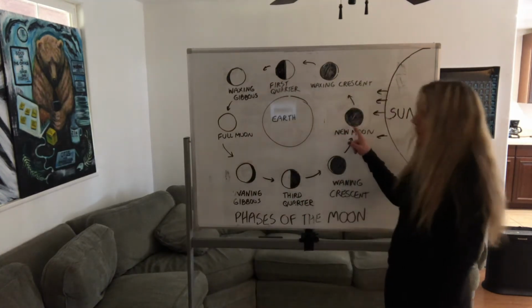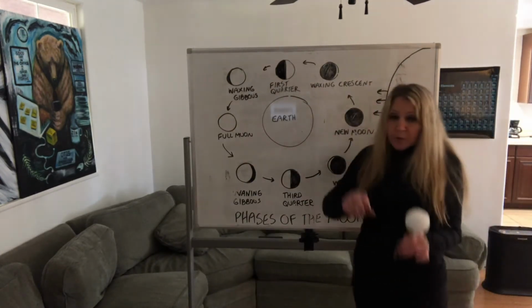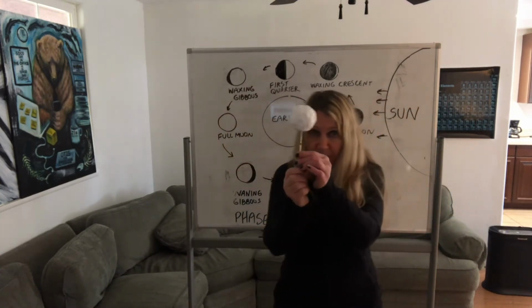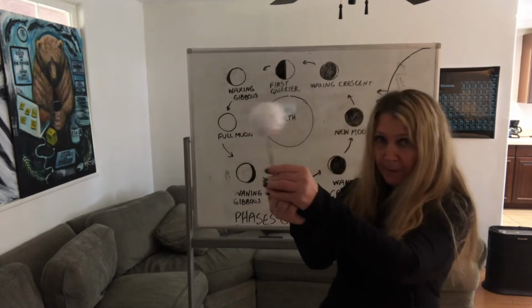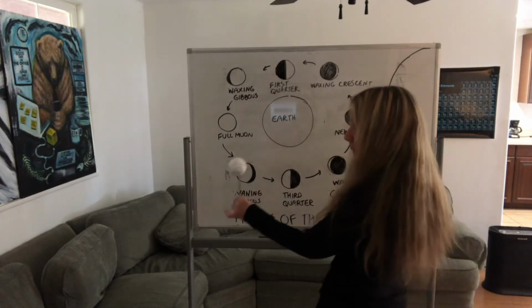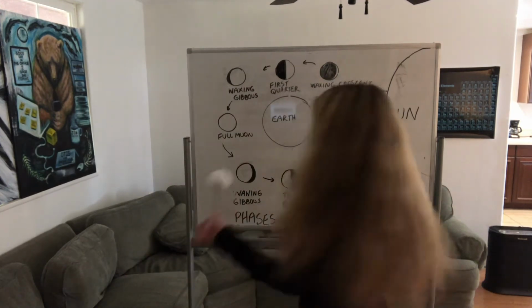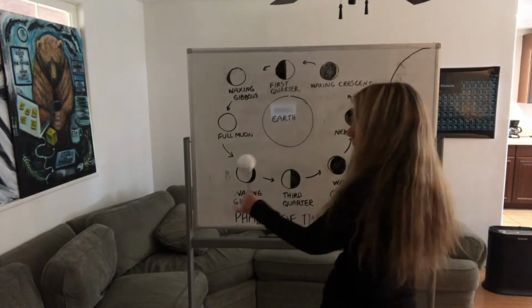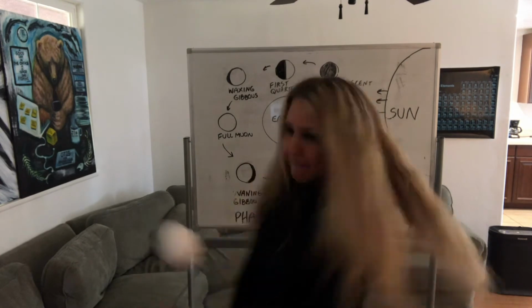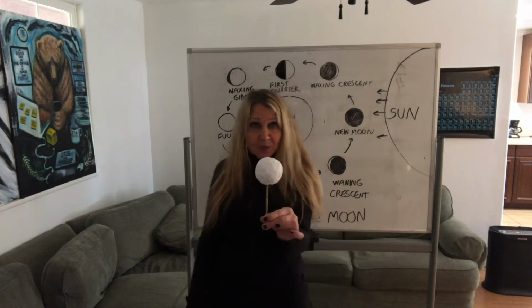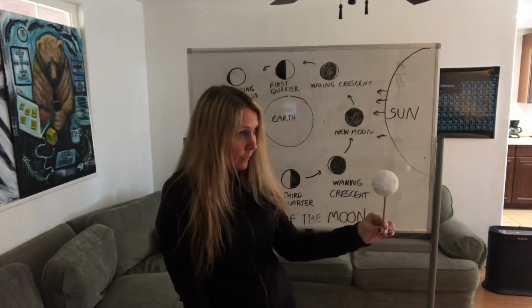So right here. Now, the moon rotates also. It spins on its own axis like this, so this is rotation, but it also revolves around the earth. Okay, so it's revolving like this. As it's doing that, it's rotating at the same rate.